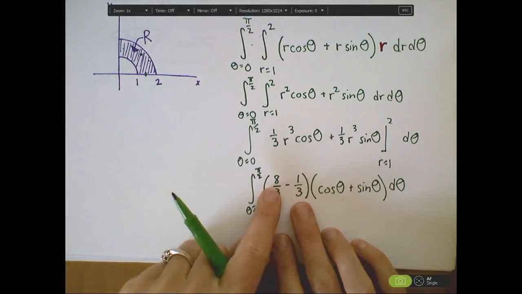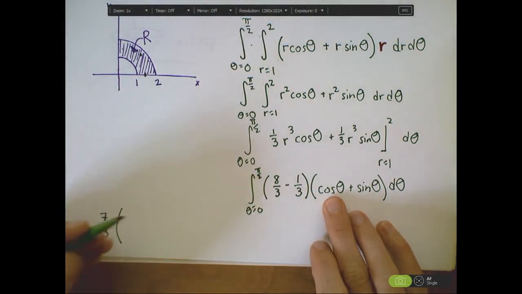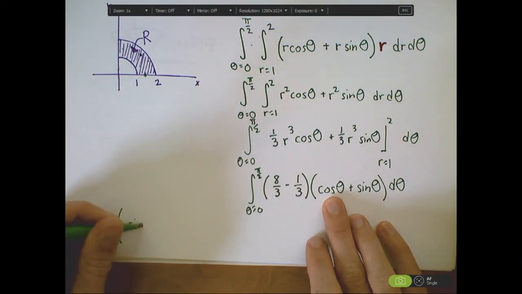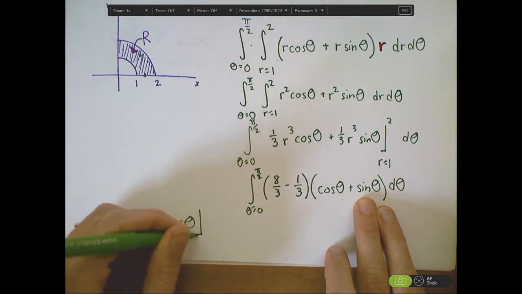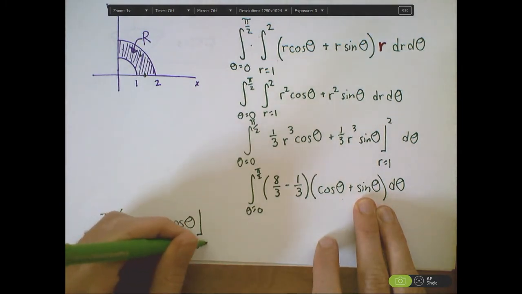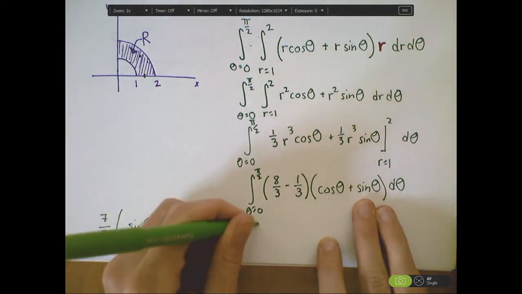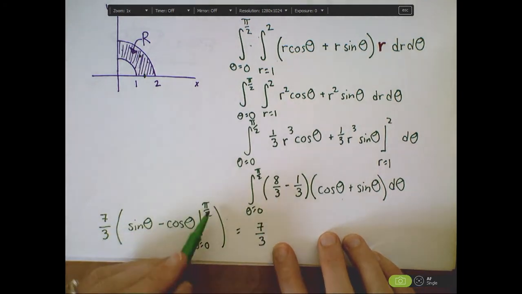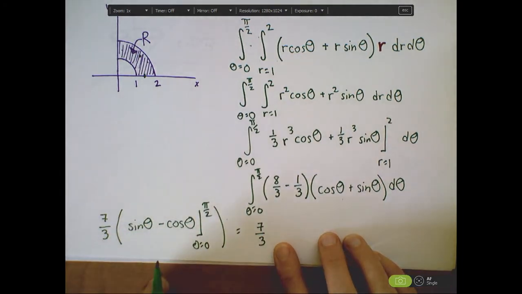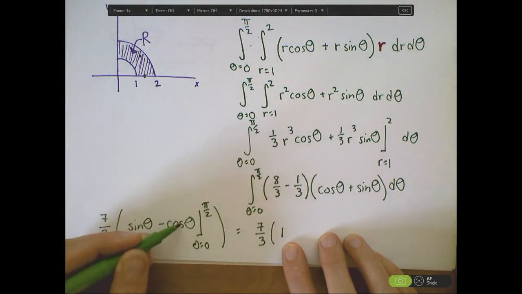Let's pull out this constant. This is a 7/3 that becomes a constant out front, 7/3. And then I'm going to do this integration. The integral of cosine is sine, and the integral of sine is negative cosine. And I'm evaluating that from theta equals 0 to pi over 2, which is equal to 7/3 times: the sine of pi over 2 is 1. The cosine of pi over 2 is 0.